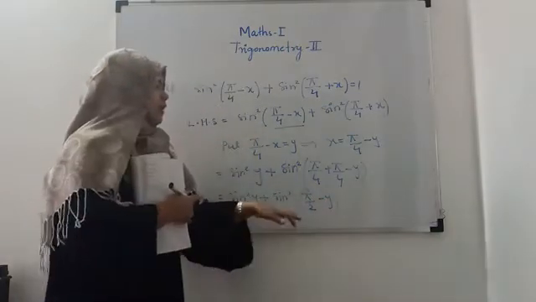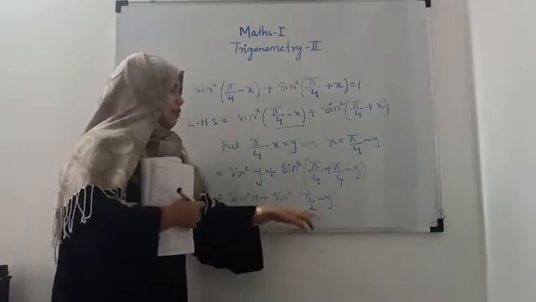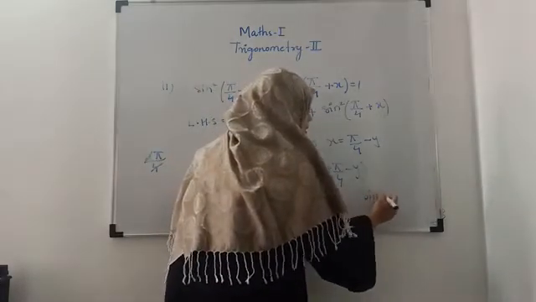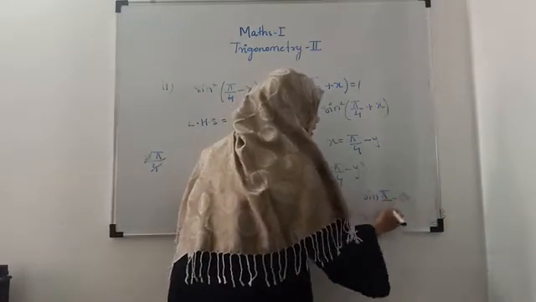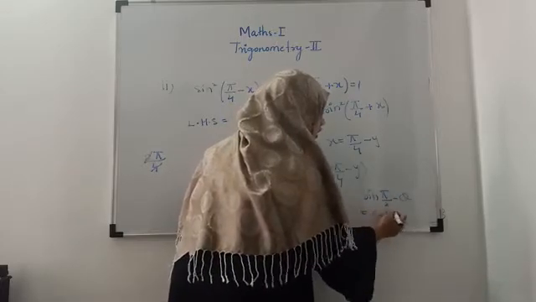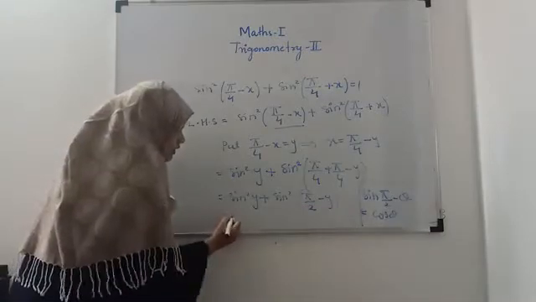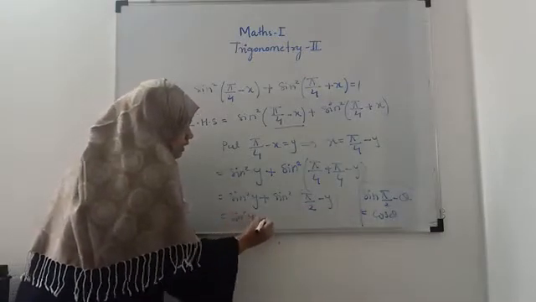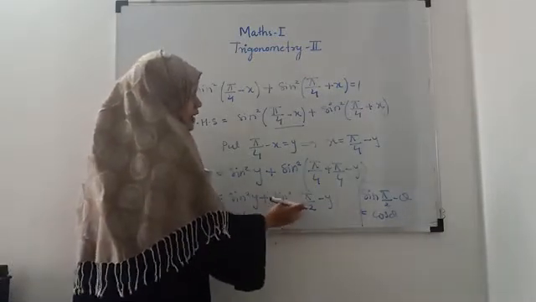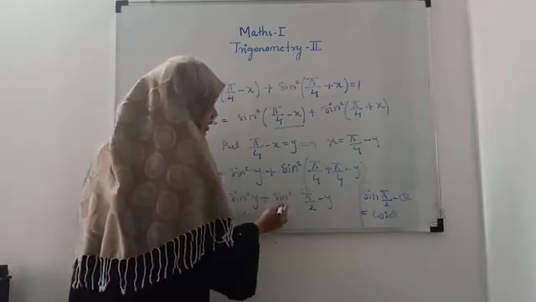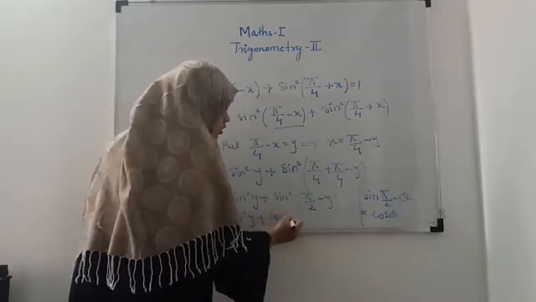Now this becomes an allied angle, sine square of pi by 2 minus theta. So sine of pi by 2 minus theta is equal to cos theta. I am using this. So here it will be sine square y, and here sine square of pi by 2 minus theta will be cos theta. But here square is there, so therefore cos square y.